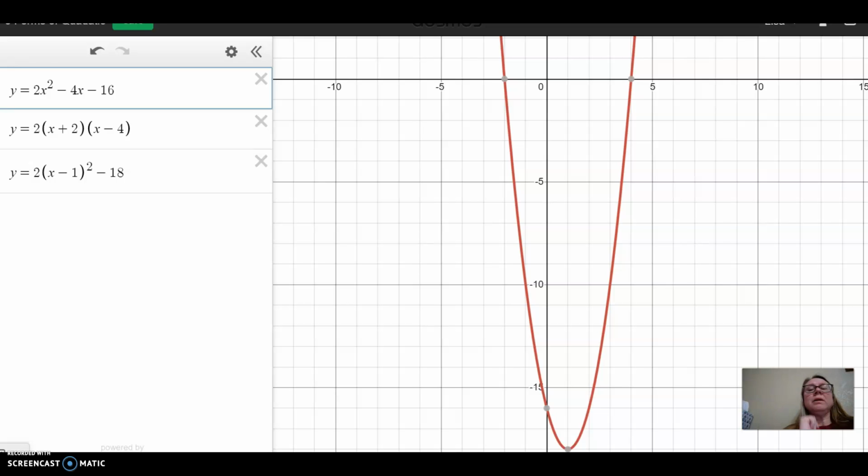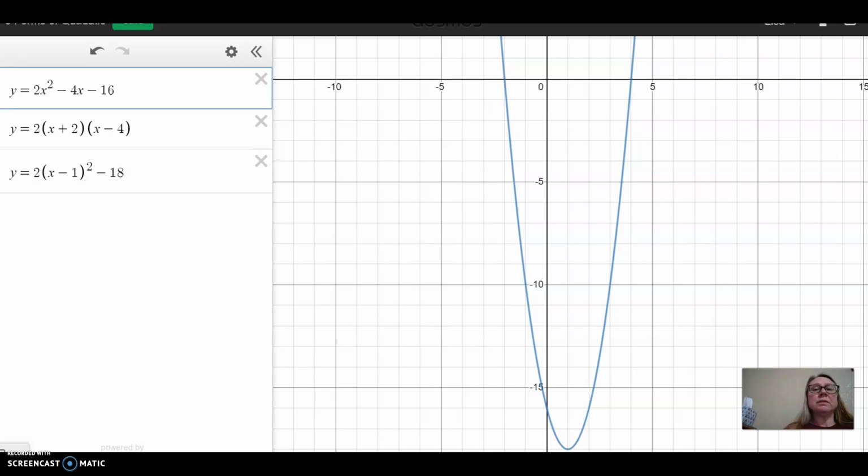Notice that the a value in every single one of these is 2. That will happen in every format and every parabola. The a value is always exactly the same. All of these other numbers are different though, aren't they? They tell us different things. Okay, so now I'm going to turn on the next one, and this one is blue. It's in the exact same spot. It's a different format, same equation.